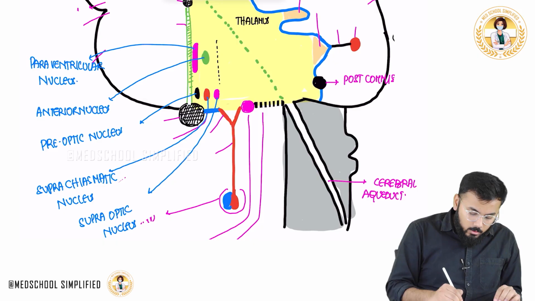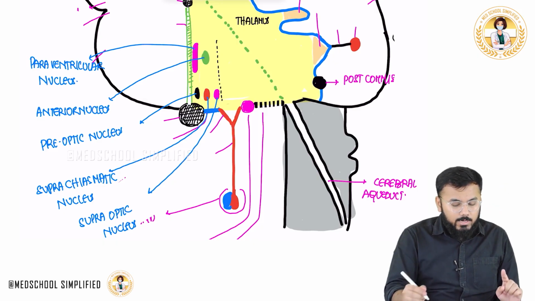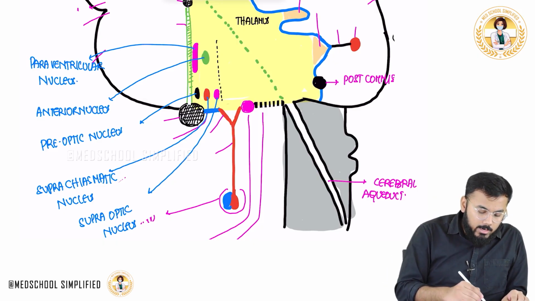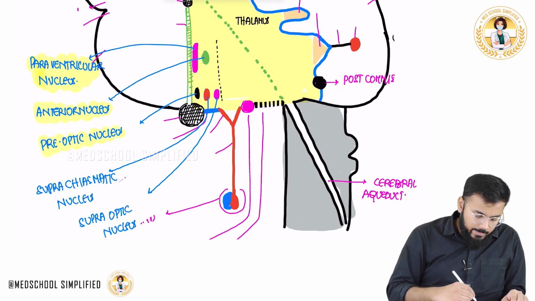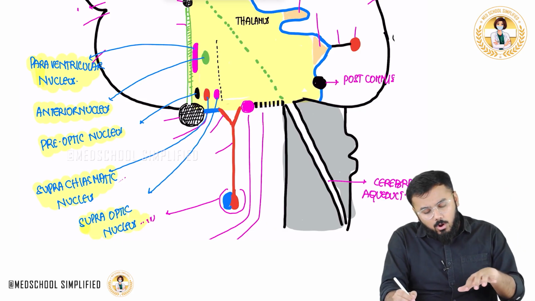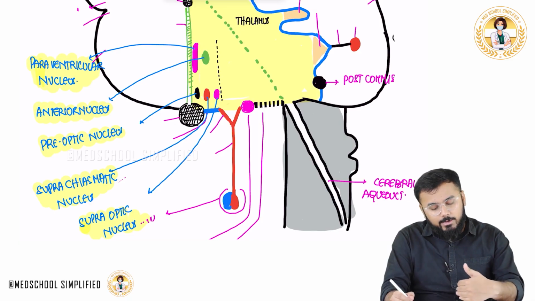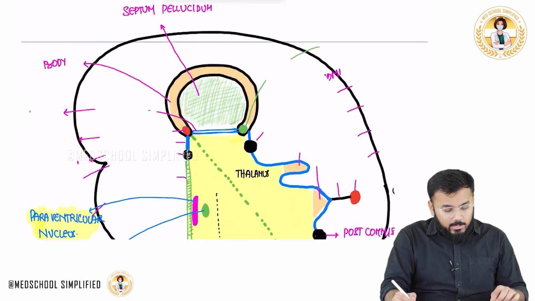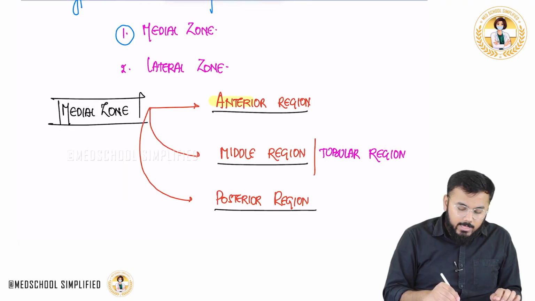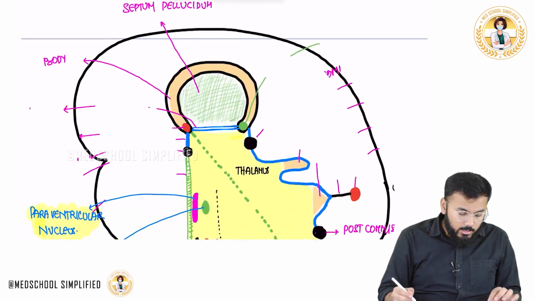Now, what are the nuclei we have discussed over here? The nuclei overall which we have discussed are the paraventricular nucleus, next your anterior nucleus, next your preoptic nucleus, third the suprachiasmatic nucleus, and next the supraoptic nucleus. So all these nuclei, can I tell they are located towards the anterior side, right? So can I write it here that in the anterior region, what are the nuclei you have got?